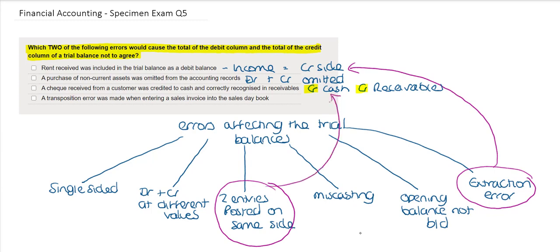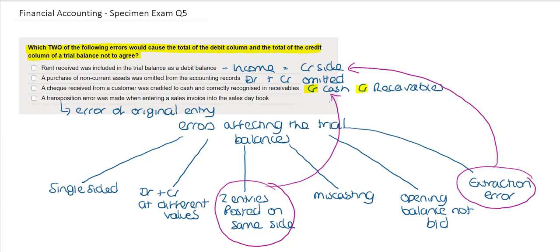Our final option is that there was a transposition error which was made when entering a sales invoice into the sales daybook. This is an error of original entry. It would not lead to our debit and credit side of the trial balance no longer agreeing.